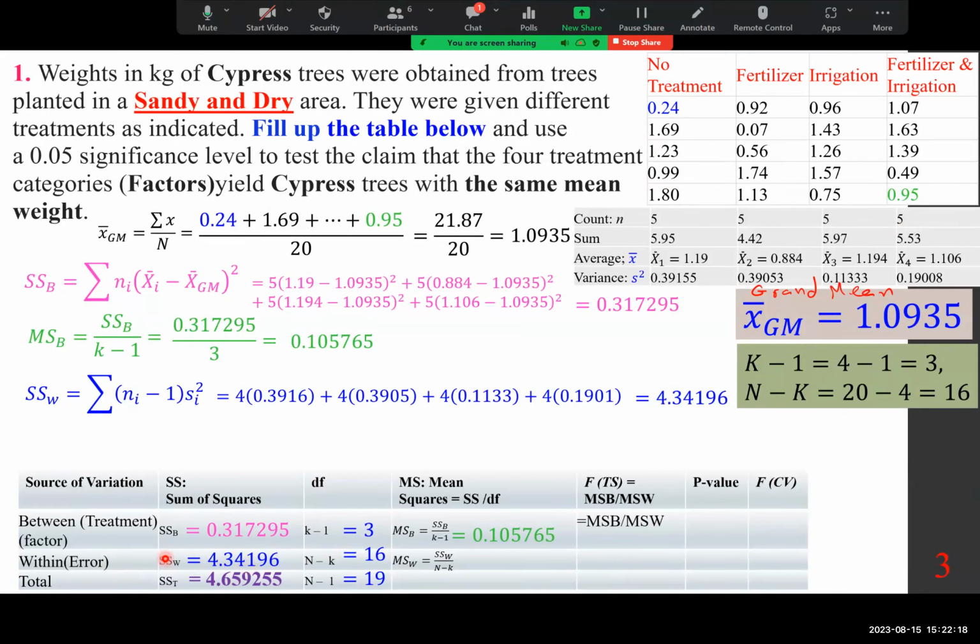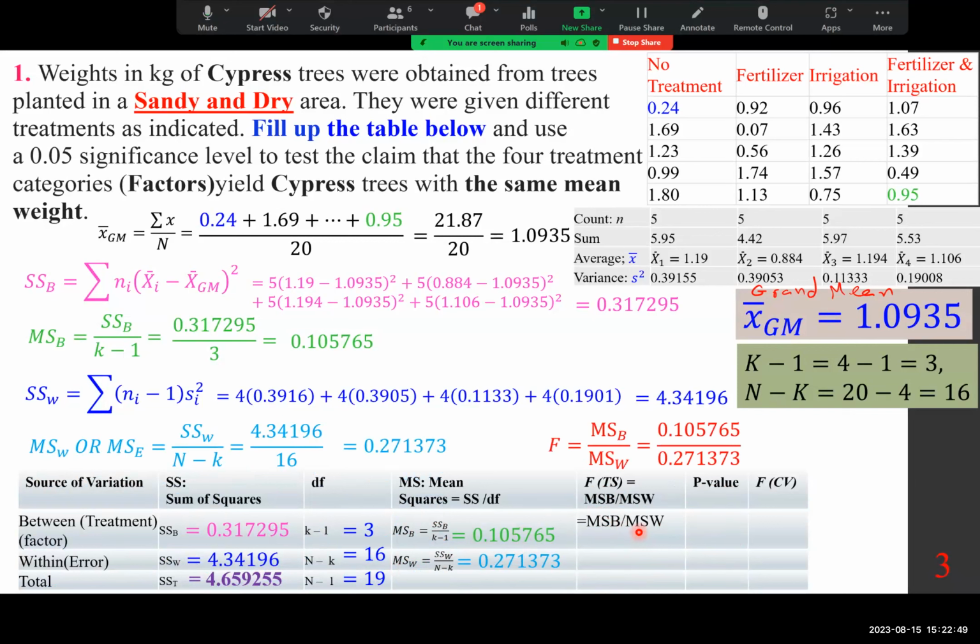And so again, for this, we have to divide by 16 to find the mean square within. This is the mean square between, and this is the mean square within. And the F test is the ratio between the two. This and this one. The ratio of these two is the F. 0.3897.